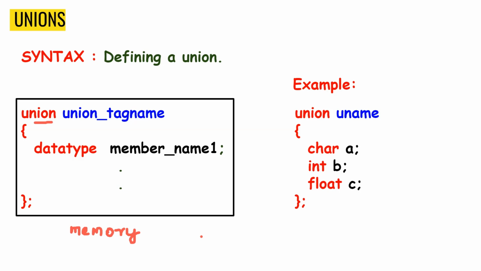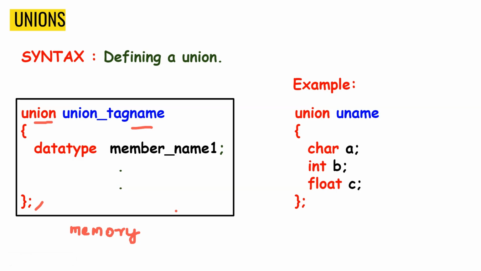It is similar to the structure definition. Here, instead of using the struct keyword, we will use the union keyword, followed by the union tag name, and the union members are enclosed within curly brackets terminated by a semicolon. The union members can be of different data types.